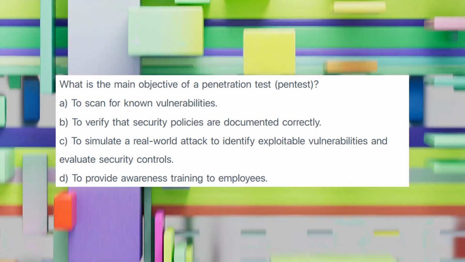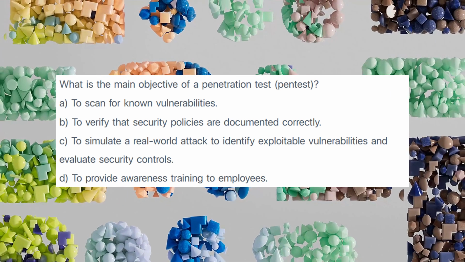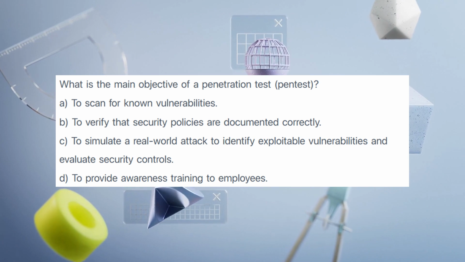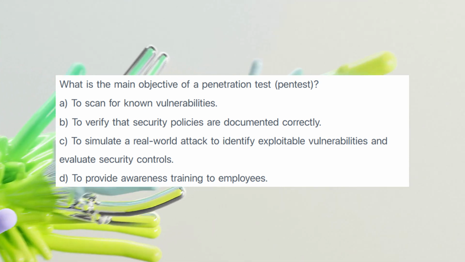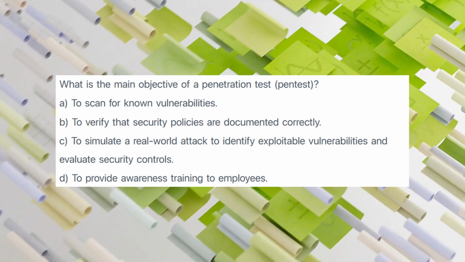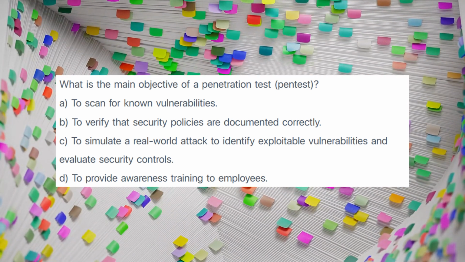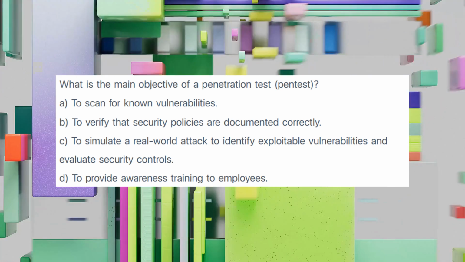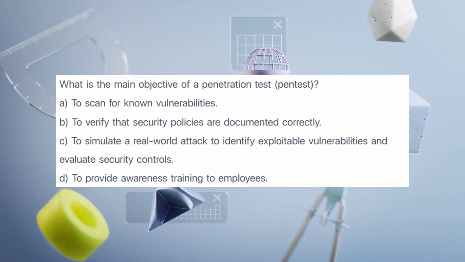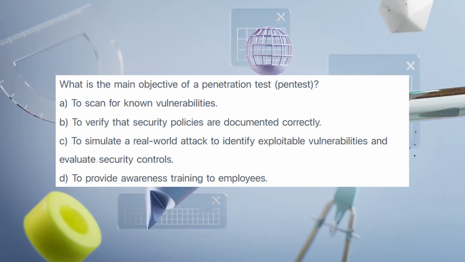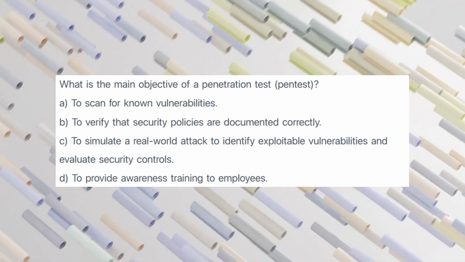The answer is C, to simulate a real-world attack to identify exploitable vulnerabilities and evaluate security controls. Penetration testing goes beyond scanning by actively attempting to exploit identified vulnerabilities to determine the extent of potential damage or access an attacker could gain. Option A is vulnerability scanning. Option B relates to documentation audits. Option D is security awareness training.